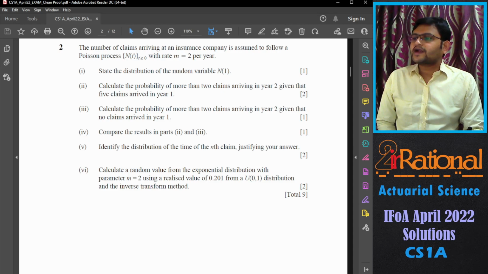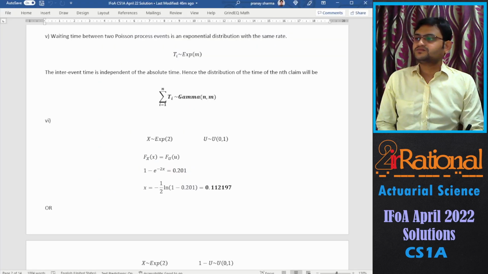For the fifth part, identify the distribution of the time of the nth claim, justifying your answer. So we'll say waiting time between 2 Poisson process events is an exponential distribution with the same rate. So Ti follows exponential m. The inter-event time is independent of the absolute time. Hence, the distribution of the time of the nth claim will be the addition of all such times. So that would be gamma n comma m.